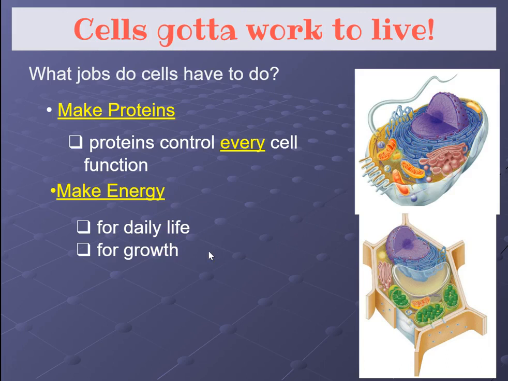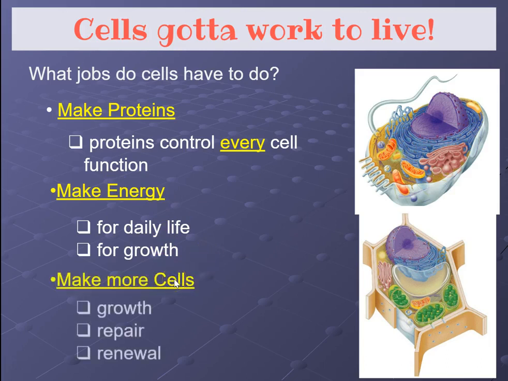Our last one is making more cells. Now, they make more cells for growth. Again, as you age, you need to make more cells as you grow because you're getting larger, you're getting bigger, you're aging. It's also making cells for repairing. So this is like if you get a cut on your skin, it's going to make more cells in order for that cut to heal.